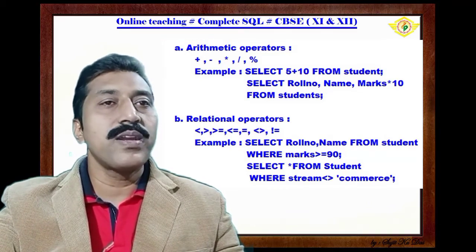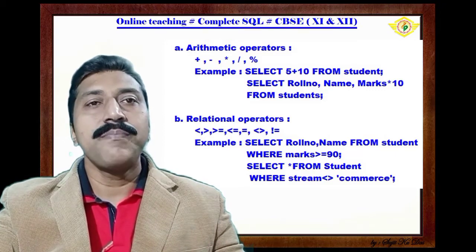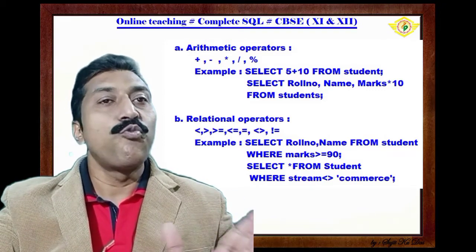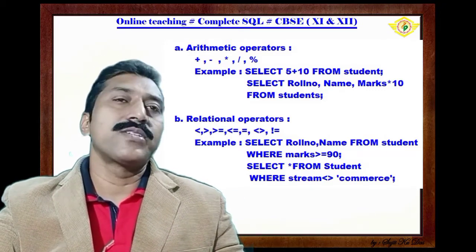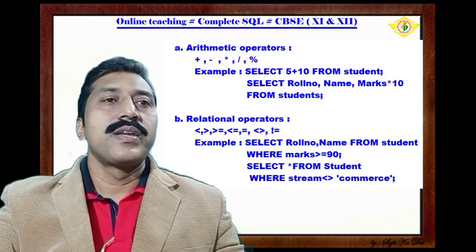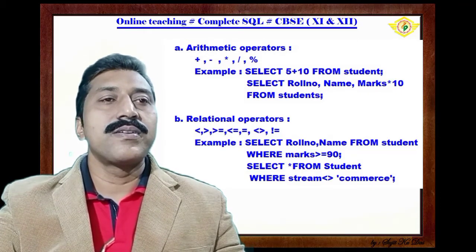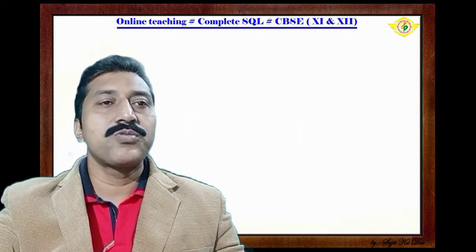How to use them? I'm giving one example: select roll number, name, marks from student where marks greater than or equal to 90. So greater than or equal to is the relational operator I'm writing. Okay, next we'll discuss the next part. So relational operators, I think students you understood.